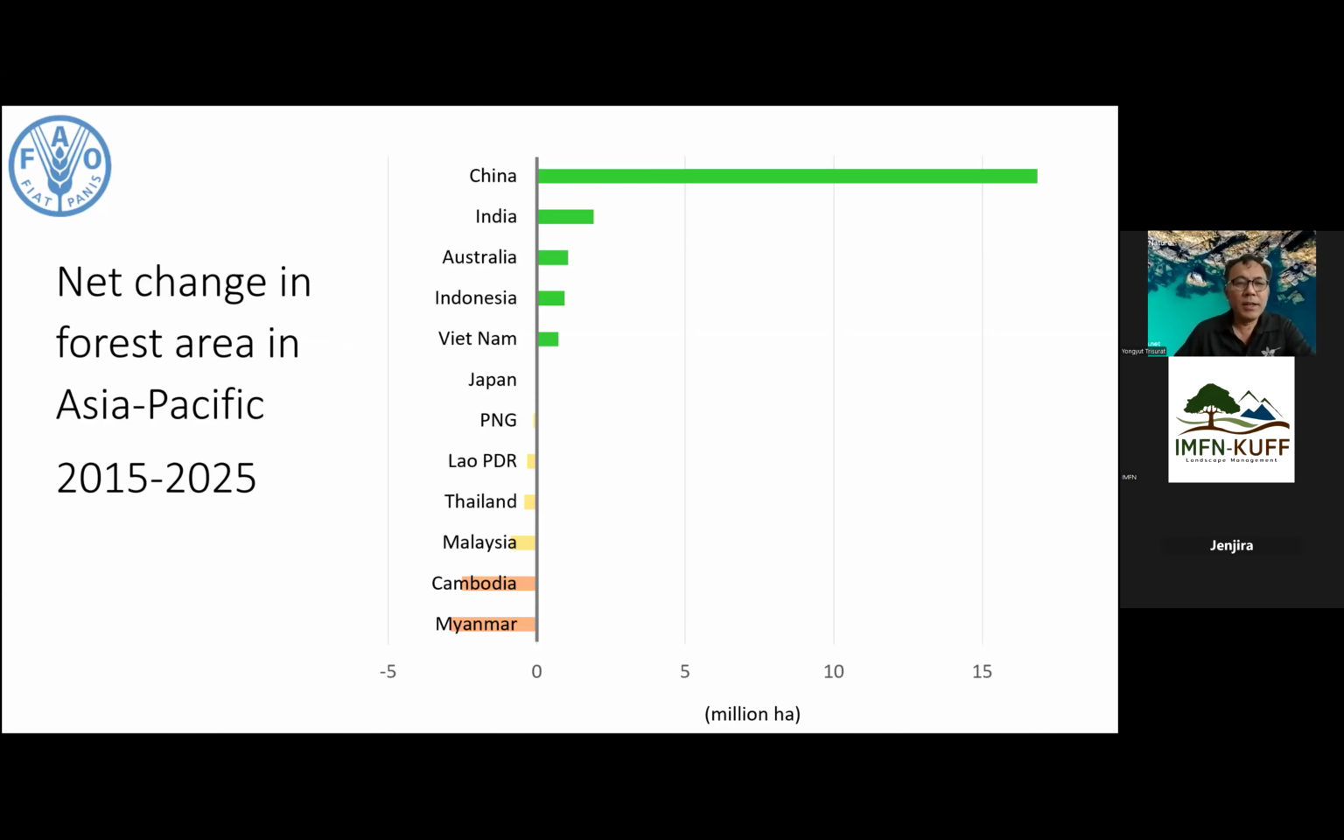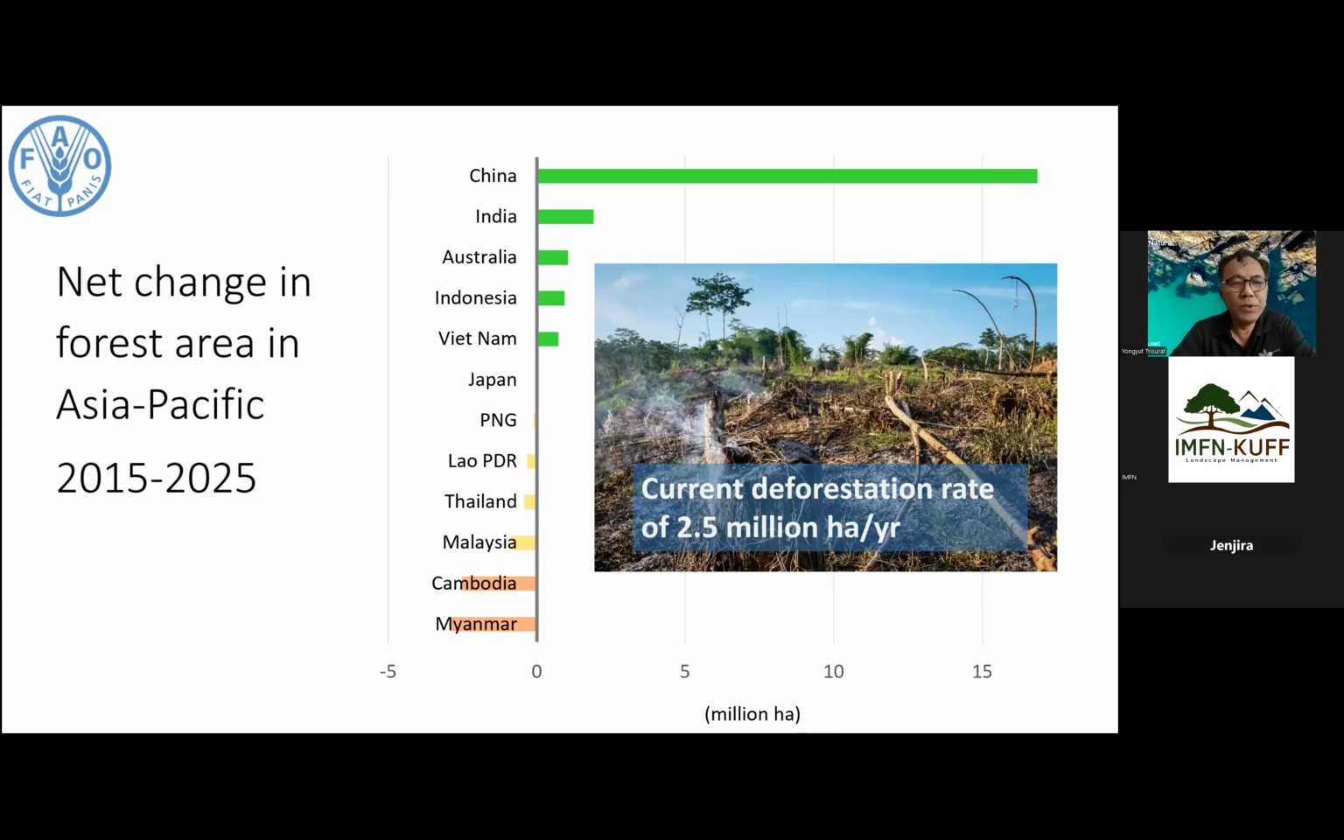So as I discussed previously, if you see this graph about the forest change in the last decade in the Asia Pacific, about half of the countries gained more forest cover, and in a few countries the forest cover is more stable. But most of the Southeast Asian countries, except Vietnam, lost certain amounts of forest cover, particularly in Cambodia and in Myanmar.